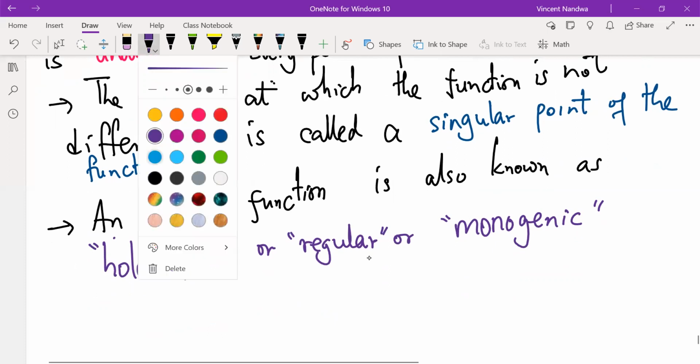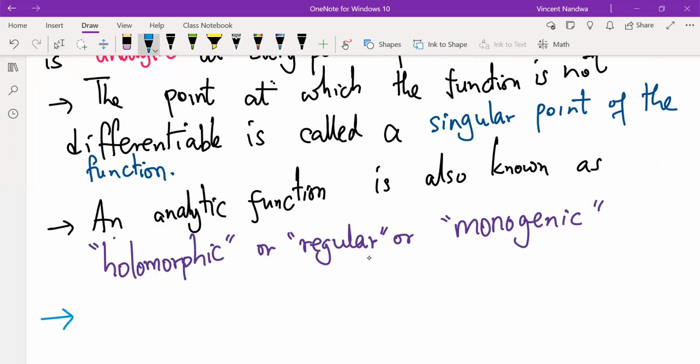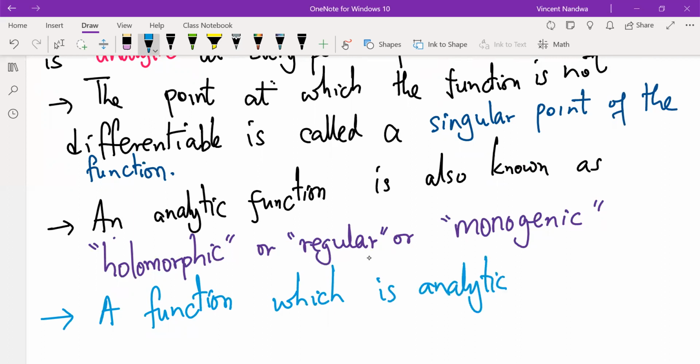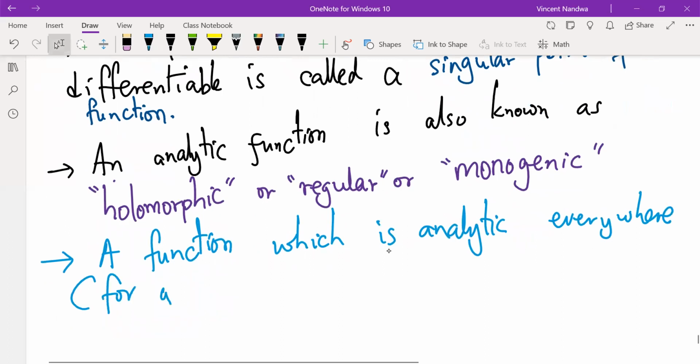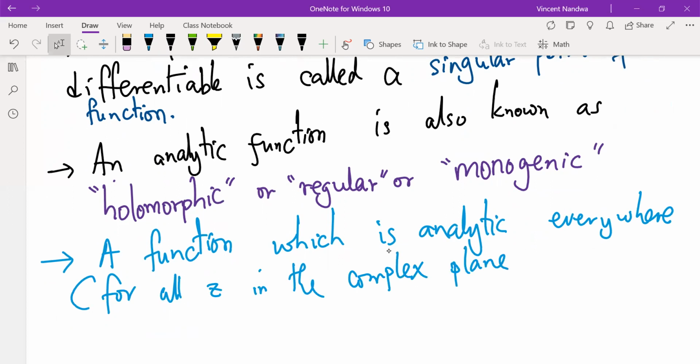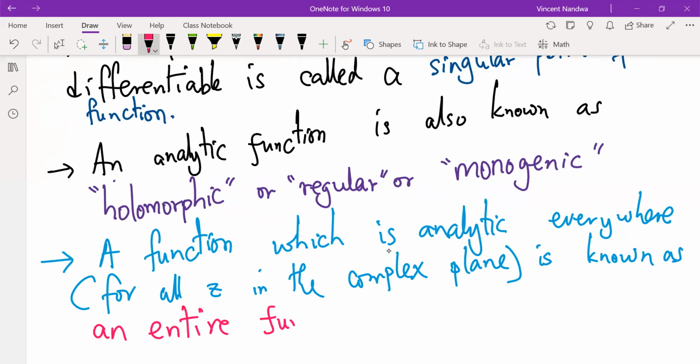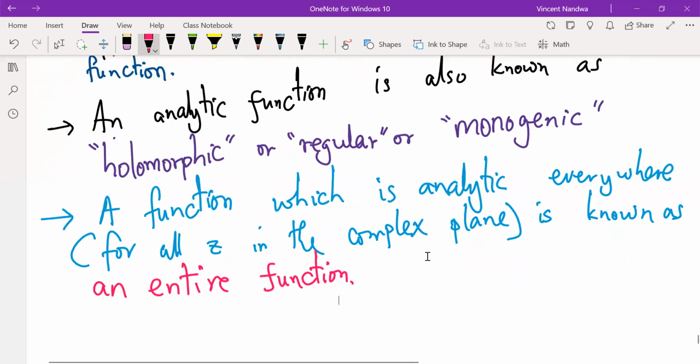Next point. A function which is analytic everywhere, by which we mean for all z in the complex plane, is known as an entire function. So an entire function is a function that's analytic everywhere in the complex plane.